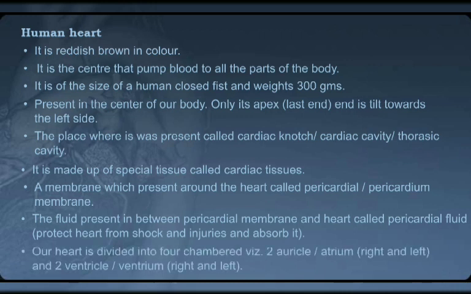The heart is divided into 4 chambers. Our heart is divided into 4 chambers, that is, 2 auricles. Auricle is also called atrium, that is, right auricle and left auricle. Next are the 2 ventricles, also called ventrium, that is, right and left. Later we will see this with the help of a diagram.